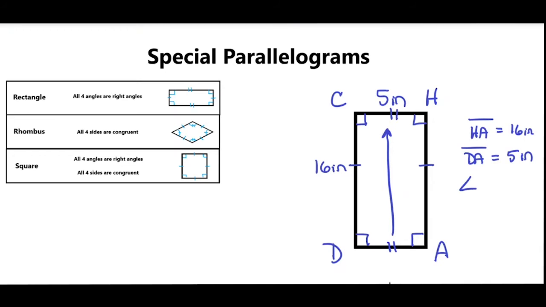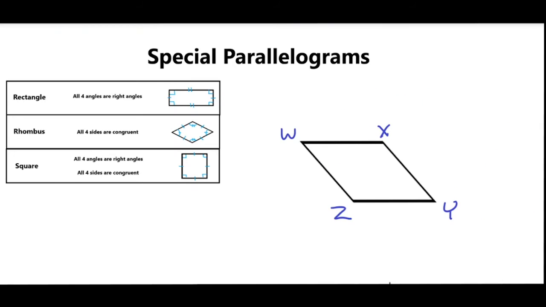Now, what's the measure of angle A? Well, this is a rectangle, so all of the angles are going to be 90 degrees. How about angle C? Well, that also is 90 degrees. And that's how you use special parallelograms to find the lengths of sides and the measures of angles.